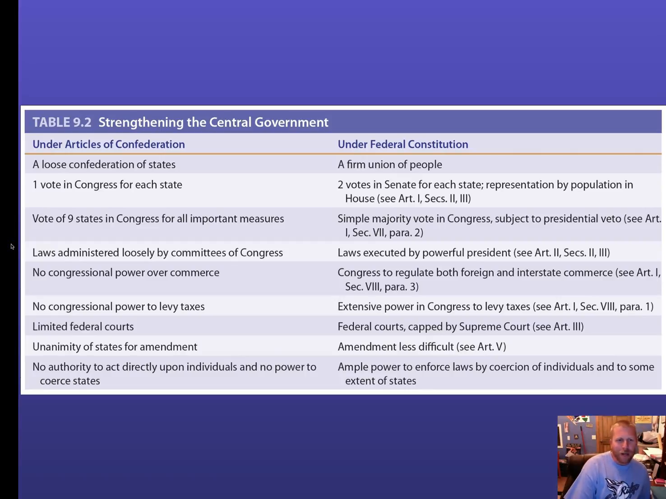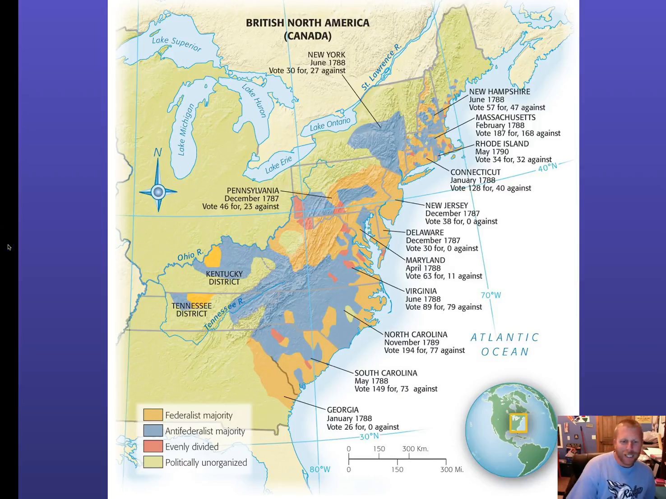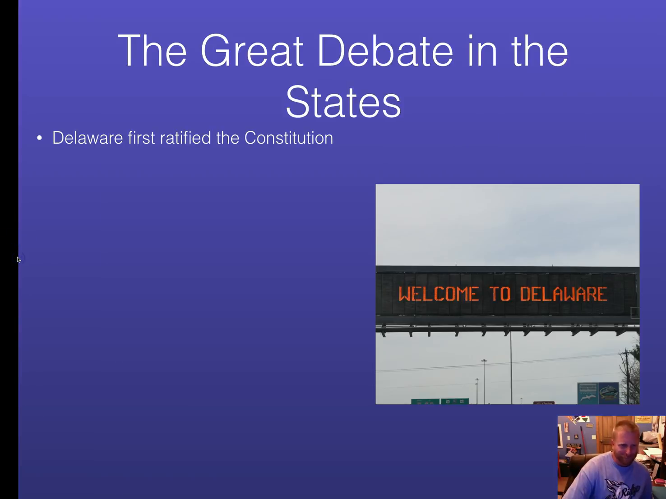So this is a little comparison of the Articles of Confederation versus the Federal Constitution. If you need a little bit of practice, just pause the video and look at this right here. Here's what's going on here where the Federalists were strongest. You can see, really in the middle states, really along the coast. The Anti-Federalists were in New England, of course, because they're always troublemakers. And as you go westward, that's what's kind of going on there.